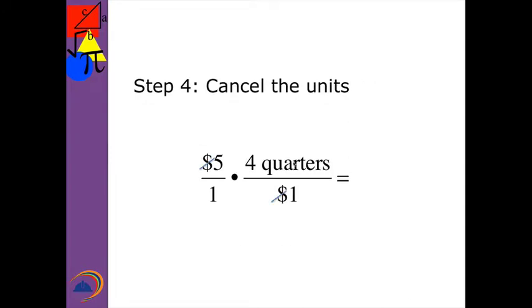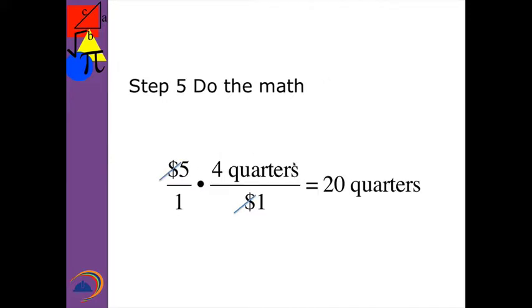All right, step 4 is cancel the units, so the dollar signs cancel out. Step number 5 is to do the math. So 5 times 4 is 20, and we get the label of quarters. I bet that's what you thought in the beginning anyway.